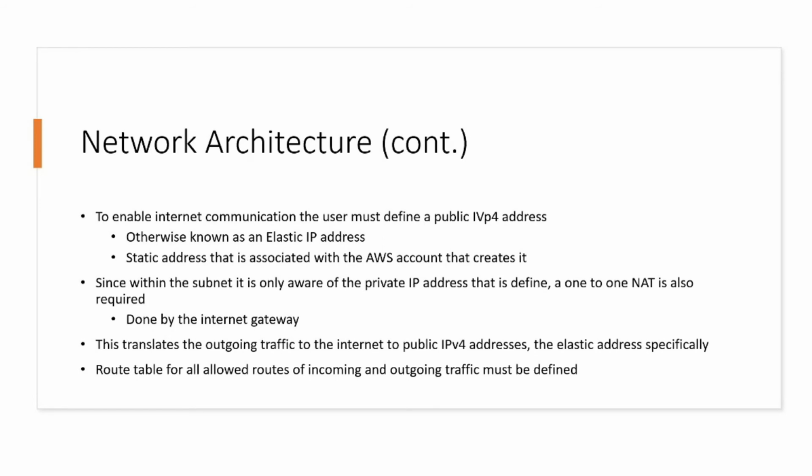Continuing on the network architecture, to enable internet communication, the user must define a public IPv4 address. This is known as the elastic IP address, a static address that is associated with the AWS account. Your AWS account is going to create it. Since within the subnet it is only aware of the private IP address that is defined, a one-to-one NAT is also required, and this is done by the internet gateway.